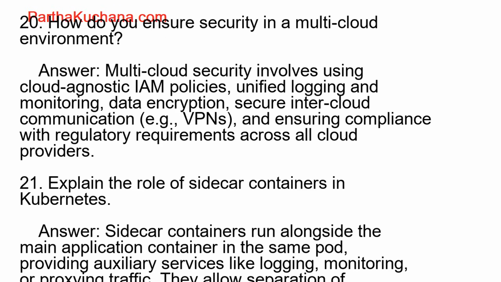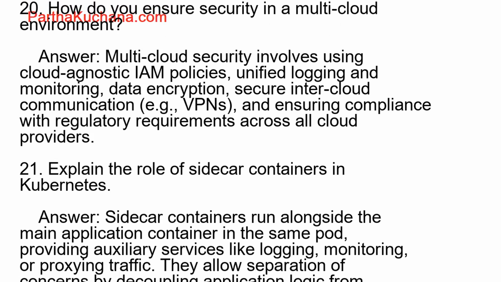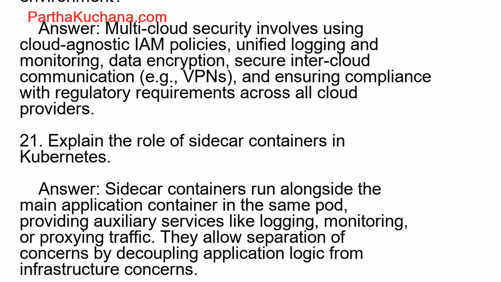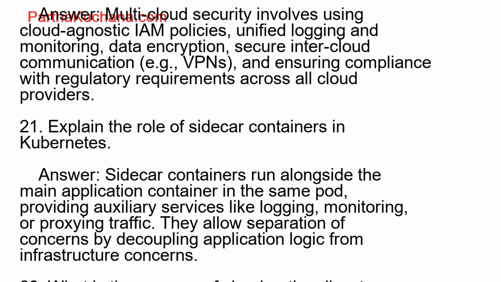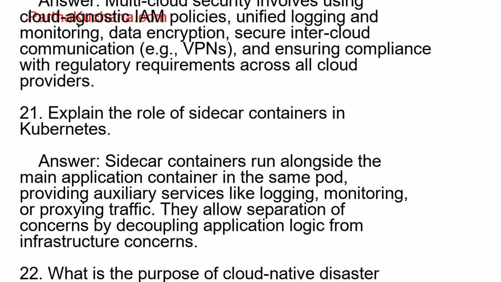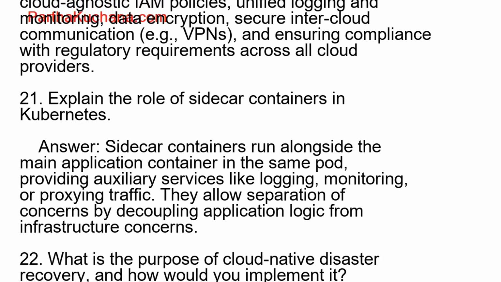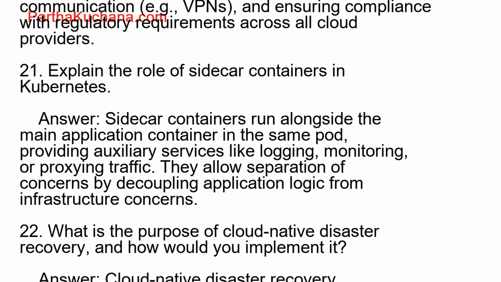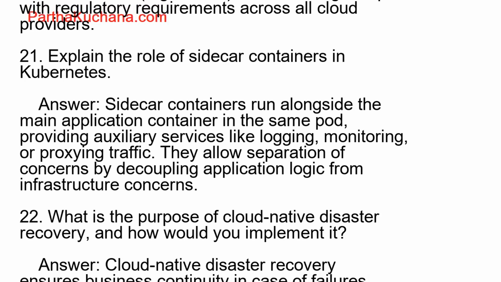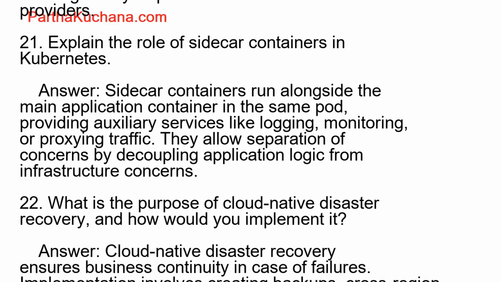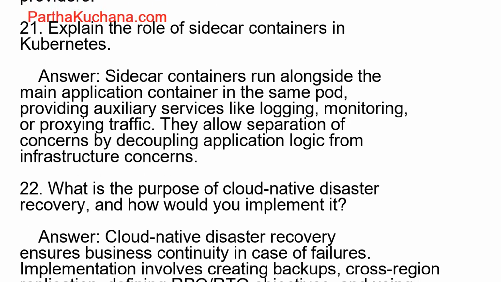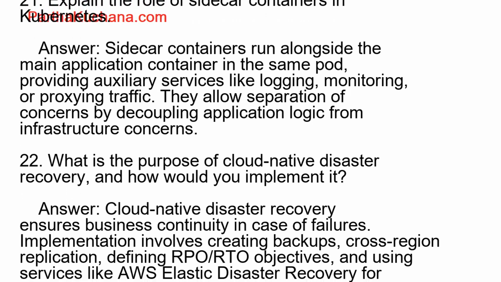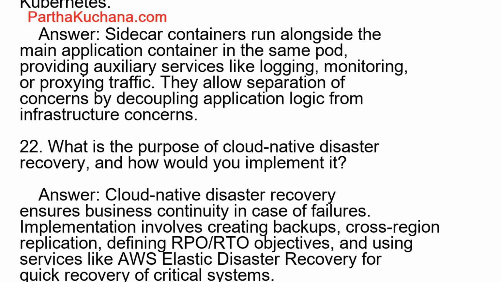22. What is the purpose of cloud-native disaster recovery, and how would you implement it? Answer. Cloud-native disaster recovery ensures business continuity in case of failures. Implementation involves creating backups, cross-region replication, defining RPO/RTO objectives, and using services like AWS Elastic Disaster Recovery for quick recovery of critical systems.